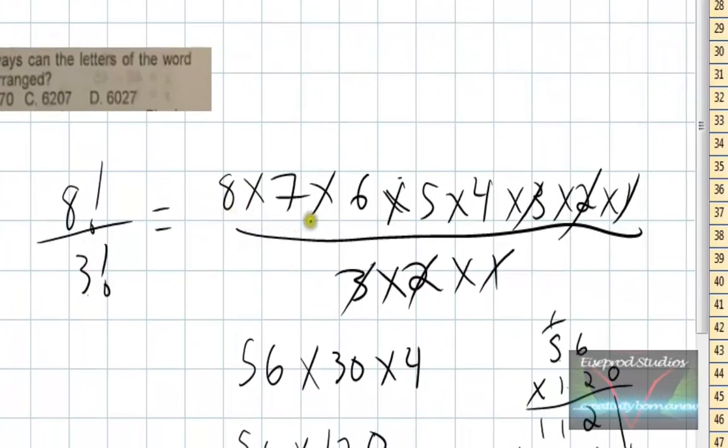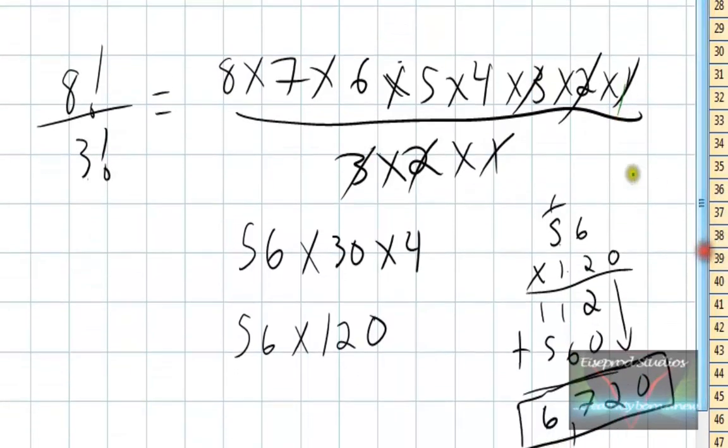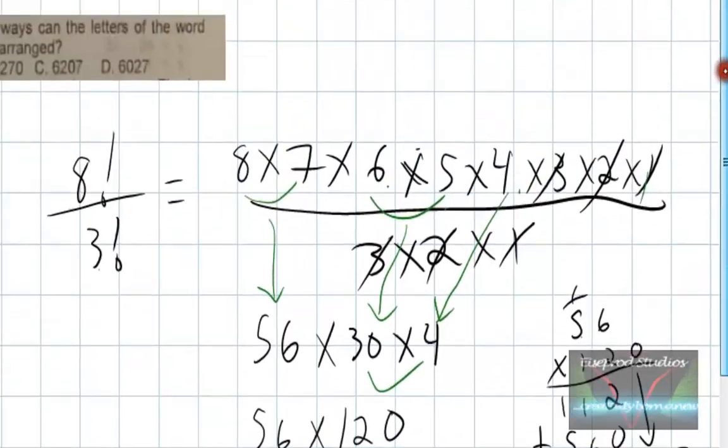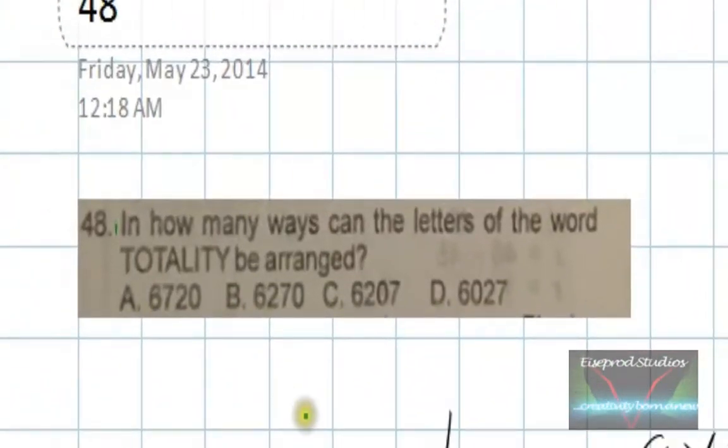When you write out the factorials, you can cancel out the 3, 2, and 1 from both the bottom and top. And now you're just left with 8 times 7 times 6 times 5 times 4. So you can simplify. 8 times 7 is 56, 6 times 5 is 30, times 4. You can simplify these two, and you will now have 56 times 120, which when you work it all out, turns out to be 6,720. So your answer is A.